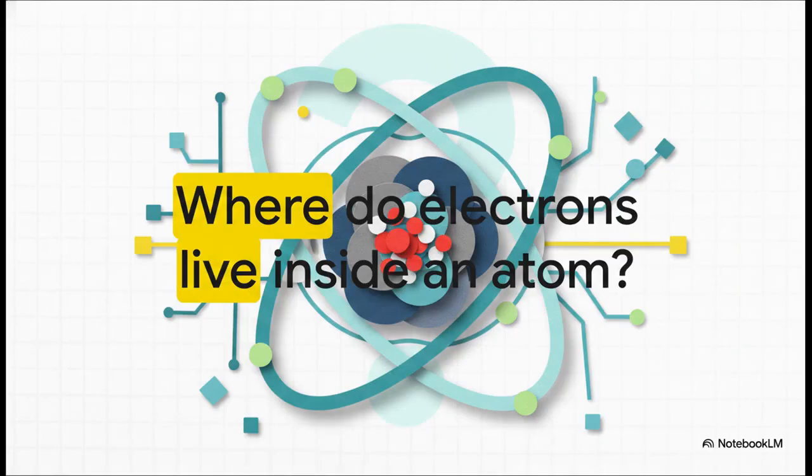We all know atoms have protons, neutrons, and electrons, right? But here is the fundamental question we're tackling today. Where exactly do electrons live inside an atom? Because they don't just float around randomly in some chaotic cloud. No, they have incredibly specific addresses. It's almost like a cosmic zip code. So let's find out how to locate them.